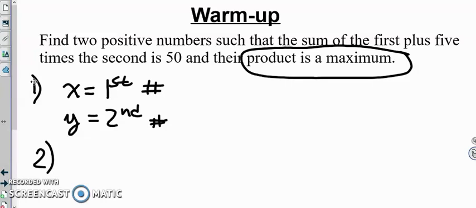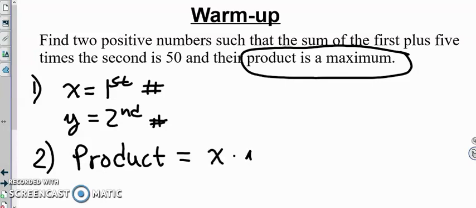So step two, now we should be able to figure out the maximum product equation. We have product, whatever that product is. Remember, product is the answer or solution to a multiplication problem. So if we're talking about multiplication, that's going to be our first number times our second number. So the product is x times y. Okay, so we have what we're looking for: the product, the maximum product.